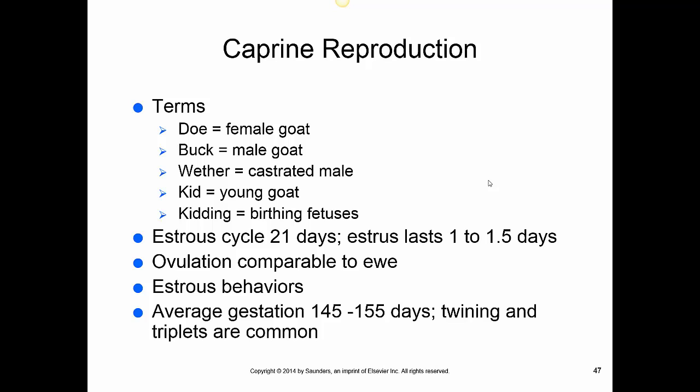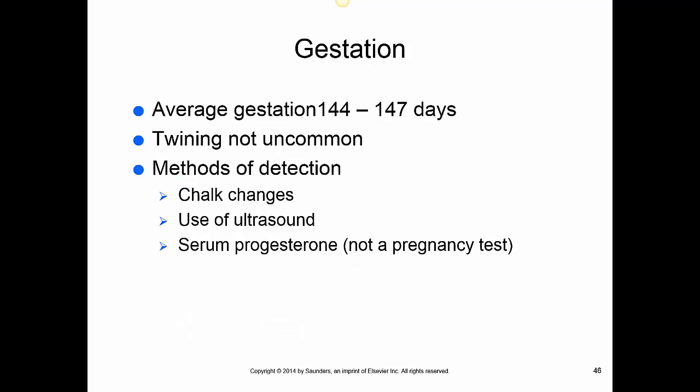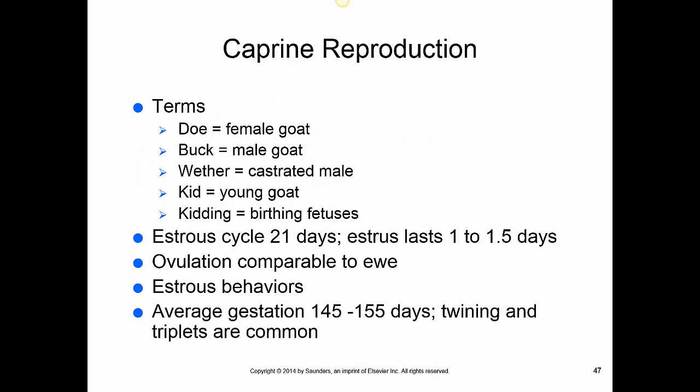Ovulation is very comparable to the ewe, so are the estrus behaviors. The female goat, the doe, is going to go seek out the buck. And the main thing here is the average gestation is going to be about 145 to 155 days. So there's a bit more variation in goats than there is in sheep. They're kind of close to the same range, but goats can go a little bit further. In goats, twinning is also very common, but so are triplets. With sheep, twinning's not uncommon, we see it commonly. But with goats, we actually get a lot of triplets.